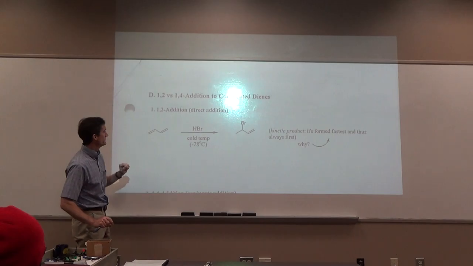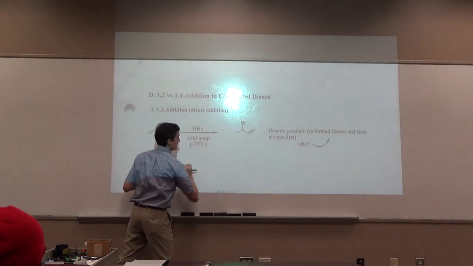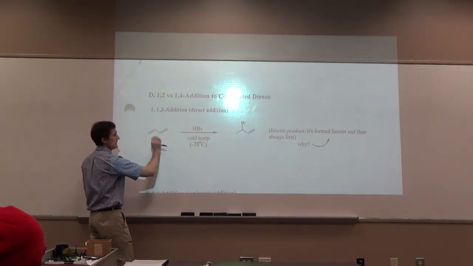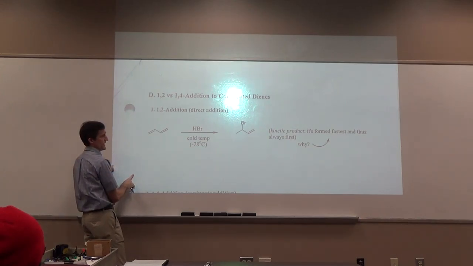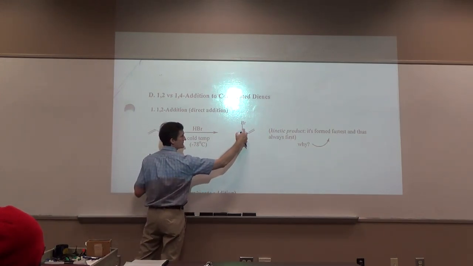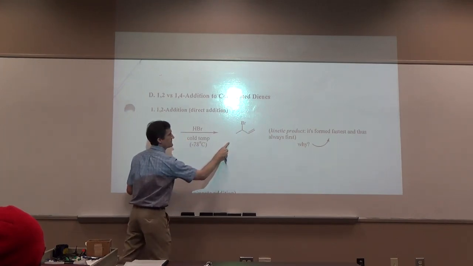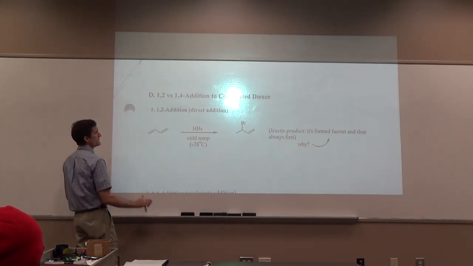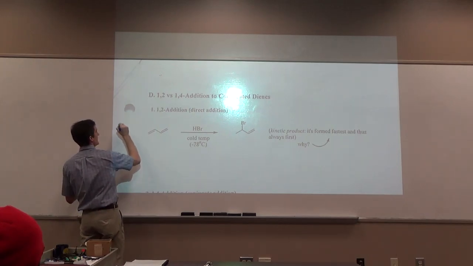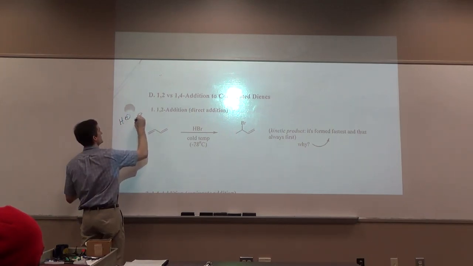Okay, 1-2 addition. Shown here, this is the 1-2 addition product. Okay, HBr, good old alkene reaction. This is really no different. In this reaction, the HBr is adding right here. There's a new H on the end, right? Okay, to get to that product mechanism, we have H plus, Br minus.